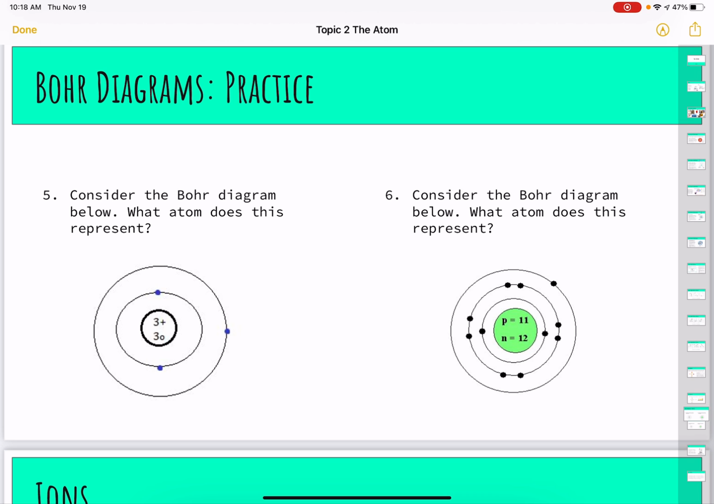Here are some practice problems. It says, consider the Bohr diagram below. What atom does this represent? These could often be questions that you might get, where you're given the Bohr diagram and asked what it is.